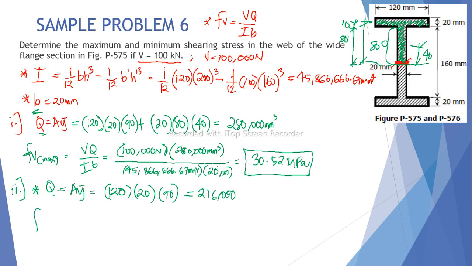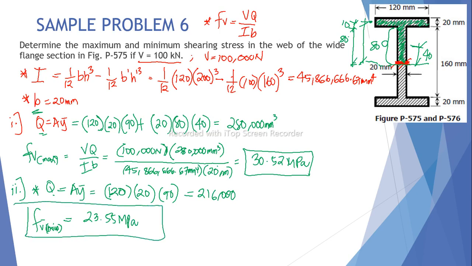Substituting the values, the minimum shear stress is equal to 23.55 megapascals. So this will be the answer for our sample problem number 6.